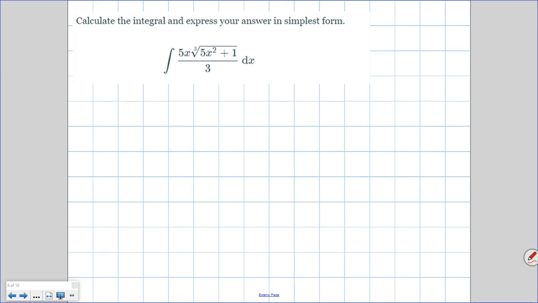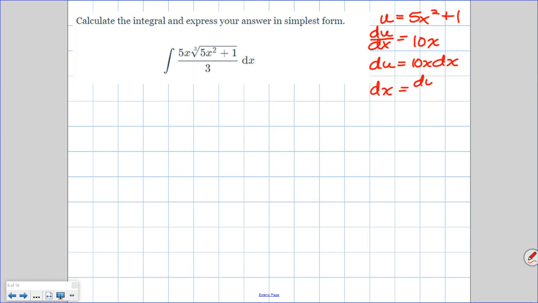So I'm going to let u equal the 5x squared plus 1. So then du dx would be 10x. And then if I solve that for dx, let's see, du is 10x dx. Divide both sides by 10x. So dx would be du divided by 10x. So let's substitute. I'll substitute in for there. I'm going to substitute in here.